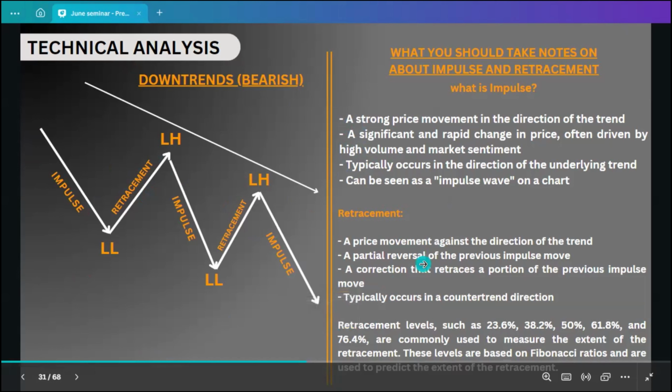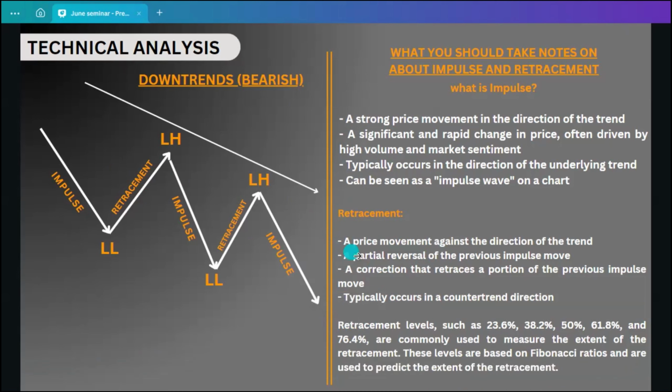Now, what is a retracement? A quick one. A retracement is a price movement against the direction of the trend. Price is retracing to a sustainable and affordable price level for sellers to come in. I think I explained that price is always retracing to a sustainable and affordable level for sellers or buyers to come in.